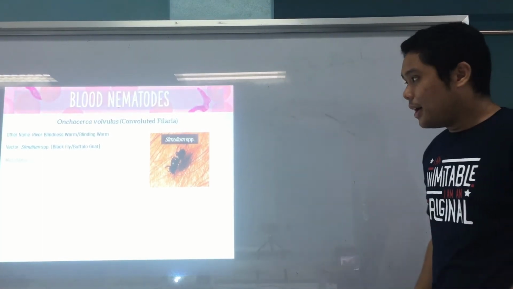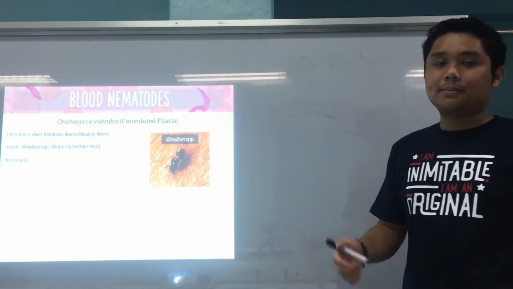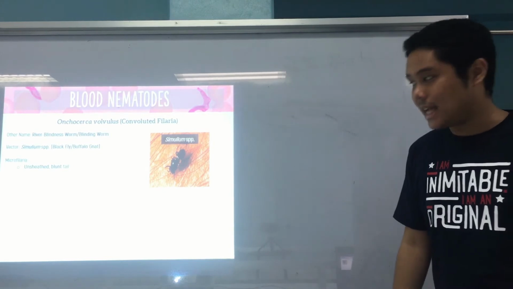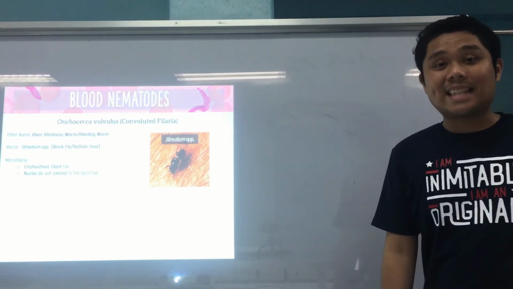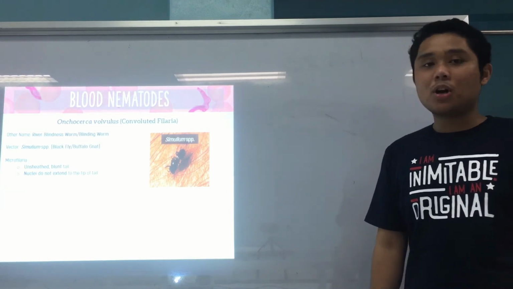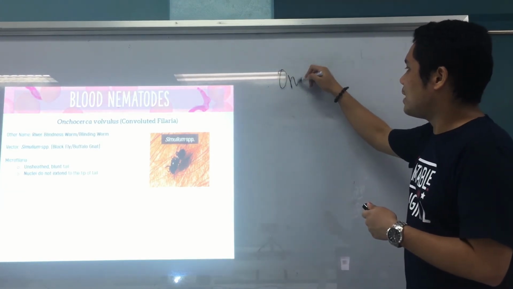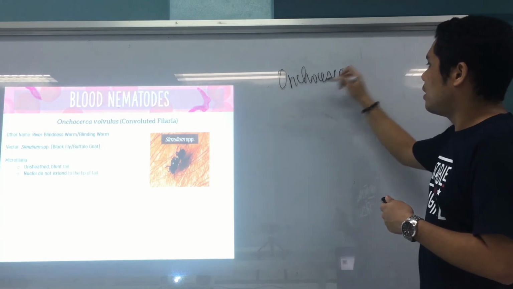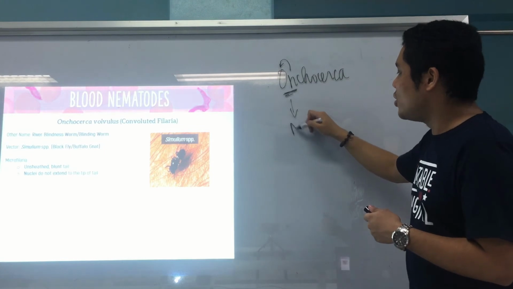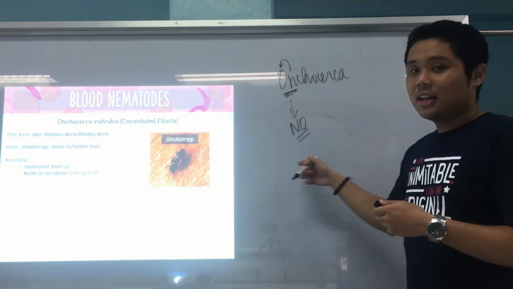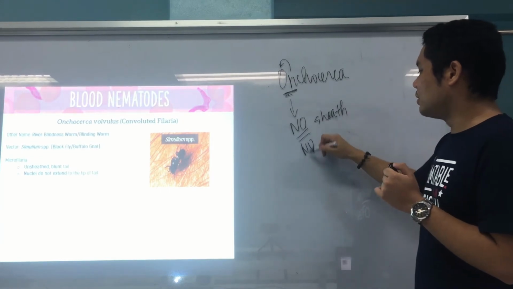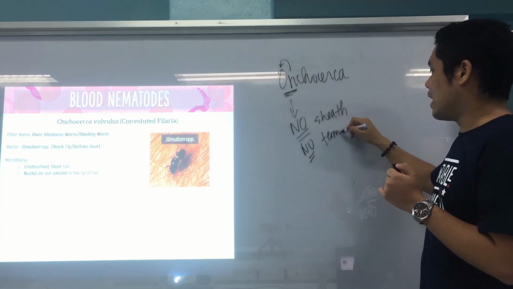Okay. That's the vector. Now, the microfilaria of Onchocerca volvulus is described as unsheathed, with a blunt tail, and the nuclei do not extend to the tip of the tail. So how do I remember? It's in the name, Onchocerca. On, it's reversed, it becomes no. No sheath, and no terminal nuclei.